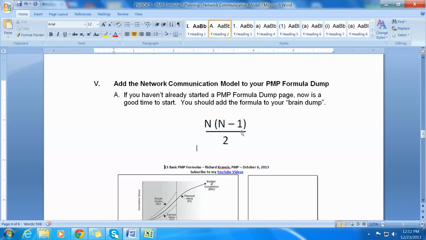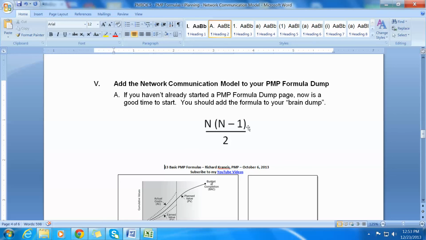Now, this formula that you've learned, N times the quantity N minus 1 divided by 2, to my best knowledge, is not listed in PMBOK 5. And it wasn't listed in PMBOK 4. If someone can find it, that's great. I believe that I learned it reading Kim Heldman's book or during a PMP class. If you find it in PMBOK 4 or 5, please let me know. Leave a comment in the comment section for YouTube.